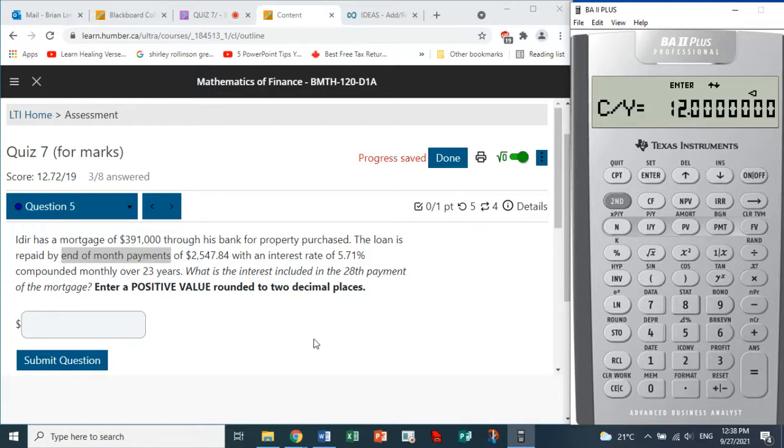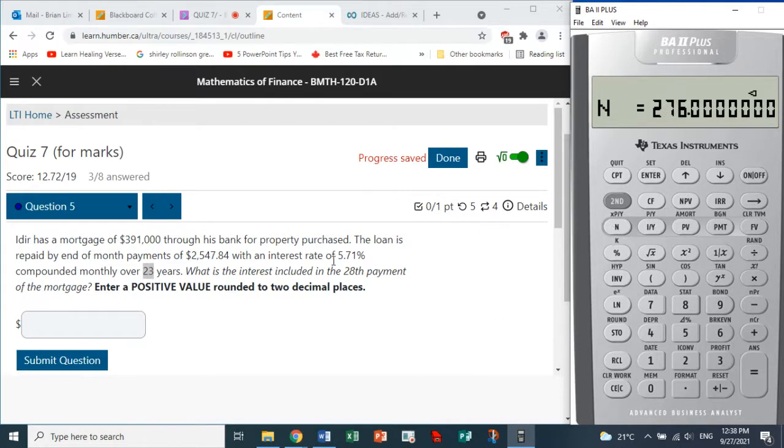Hit on 12 and click enter. All right, now the interest is compounded monthly, so that is also 12. So we don't need to do anything with CY. All right, how many years? Well, it goes for 23 years. So we go 2, 3, second, N, and N is 276.